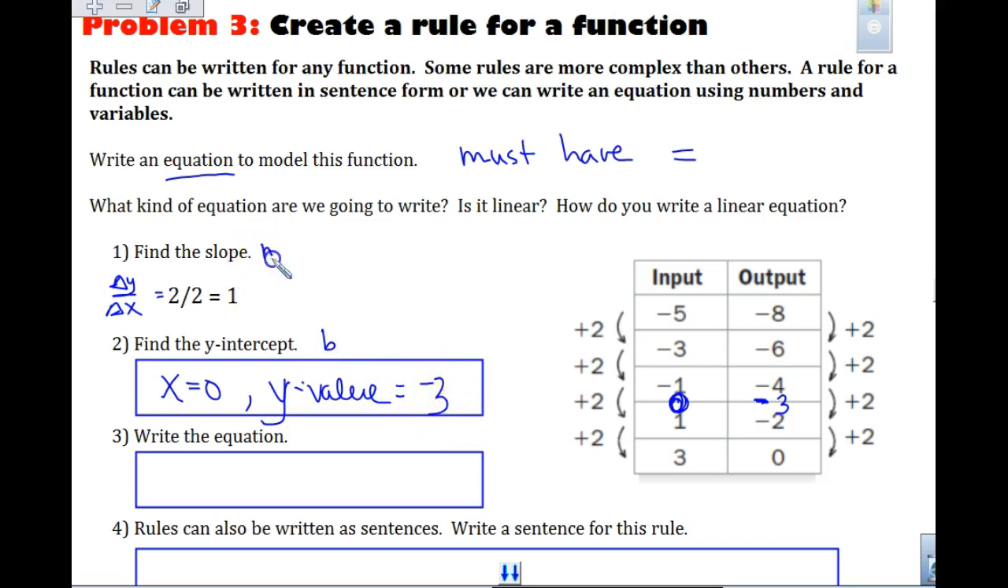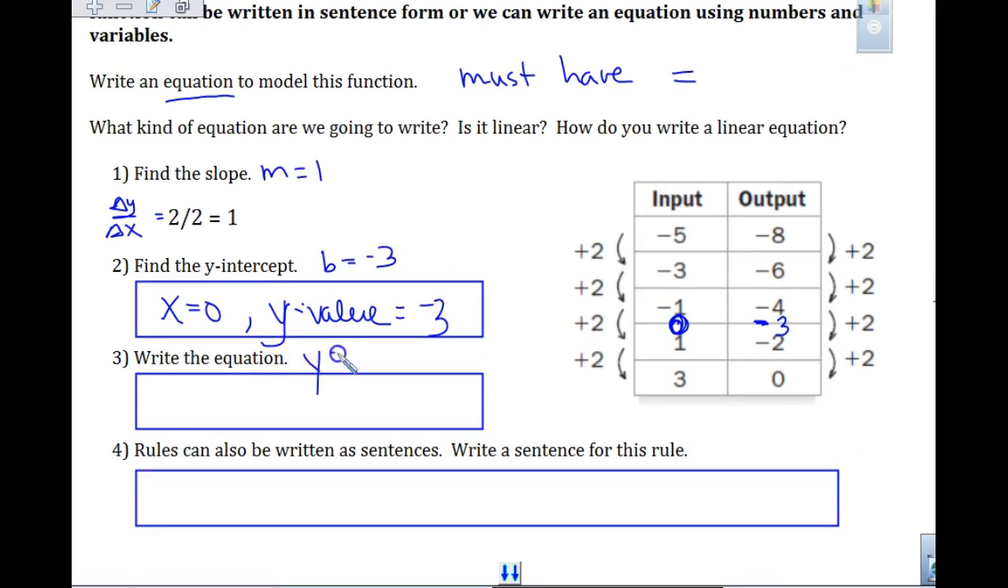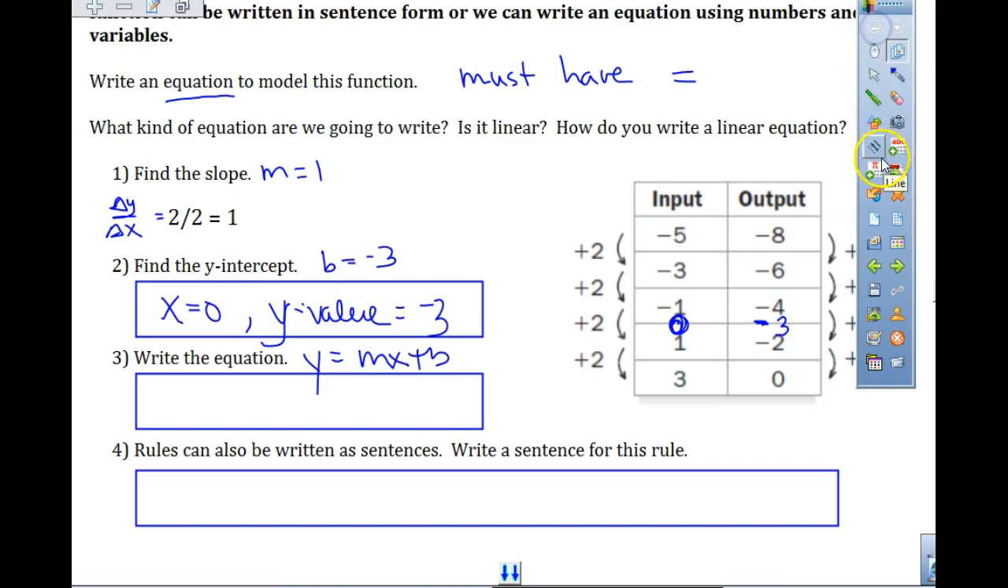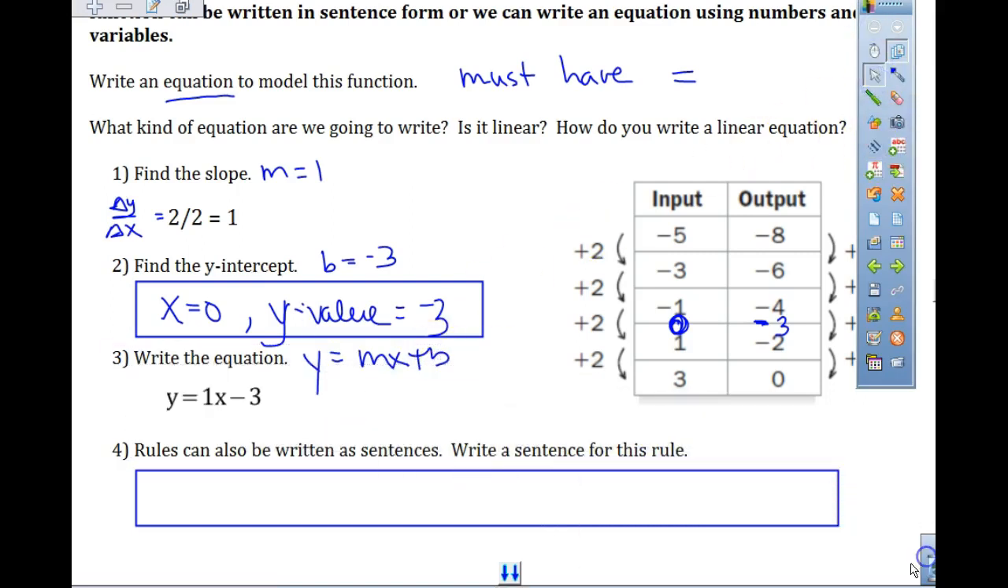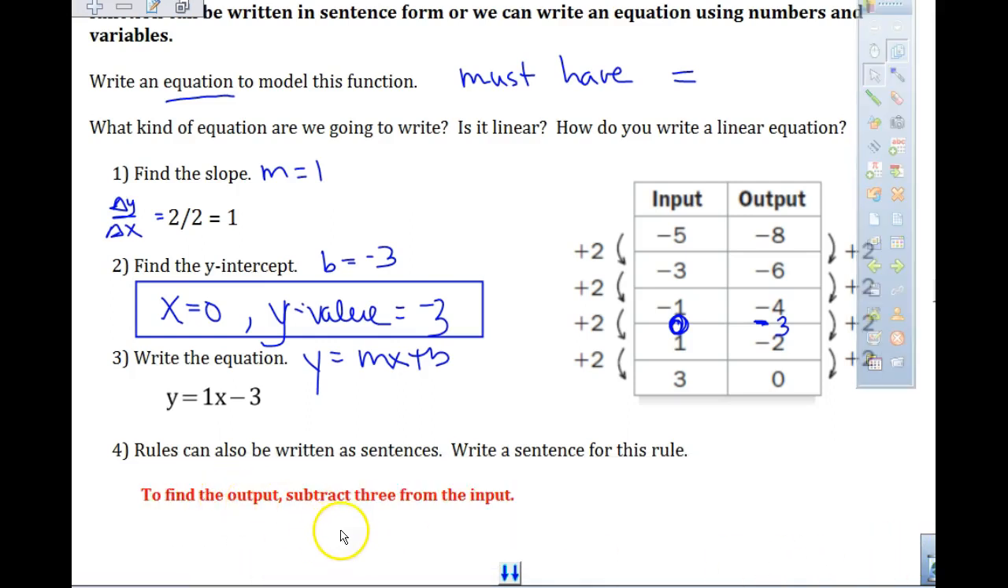My M, the slope, was equal to 1. The B is equal to -3. When we write an equation in slope-intercept form, Y equals mx plus b. So my equation should be, so if you thought the last unit you were done with that, we're going to keep doing that. 1x minus 3. If we wanted to write it out as a sentence, this is how it might look. To find the output, I subtract 3 from the input. Please make sure you have both of those.